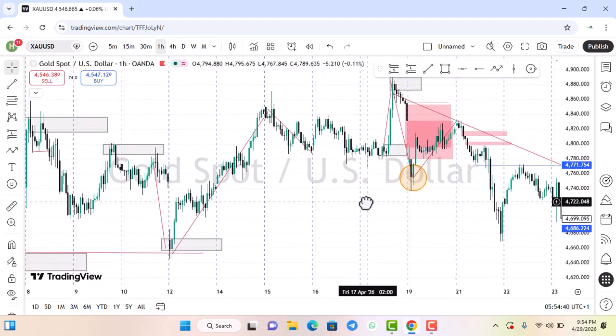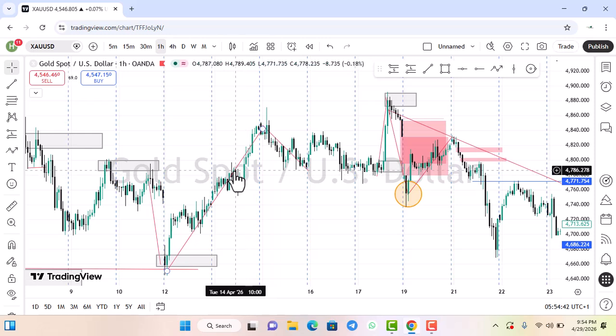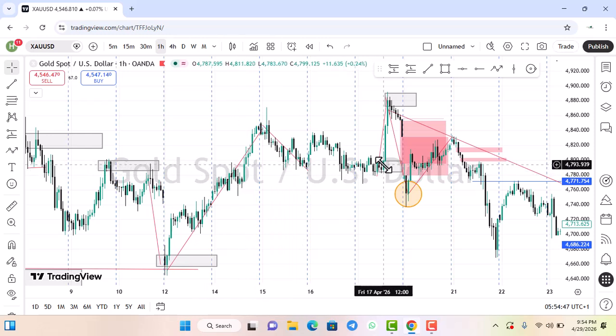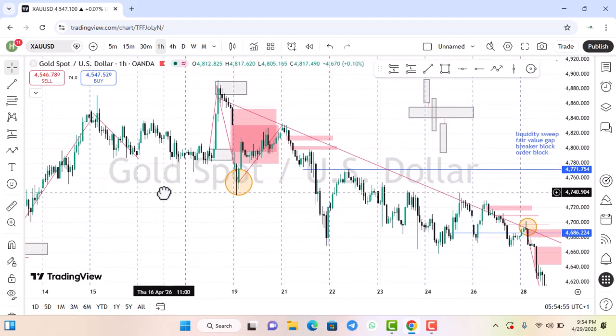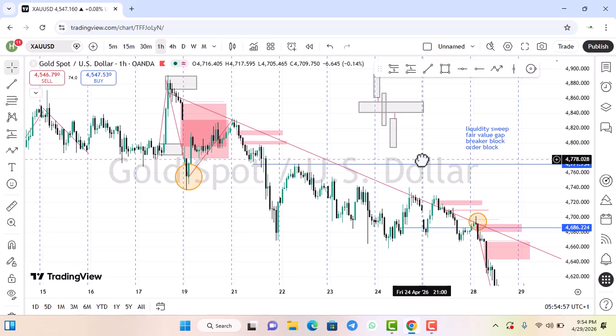And after price pulls back and retests this breaker block here, what happened? It later expands. Look at it here. Price expands from here to this point, right? So let's go to the next one. Don't worry, gradually you will understand all of these things.